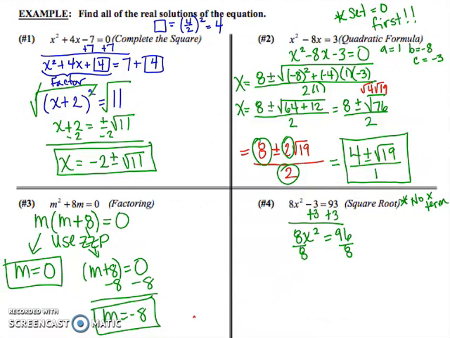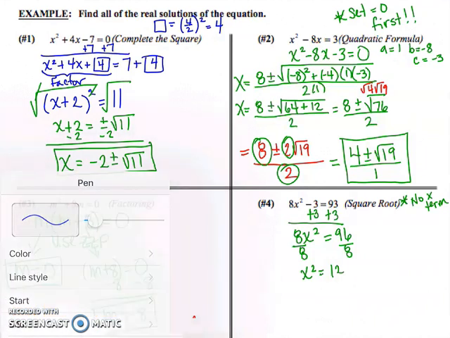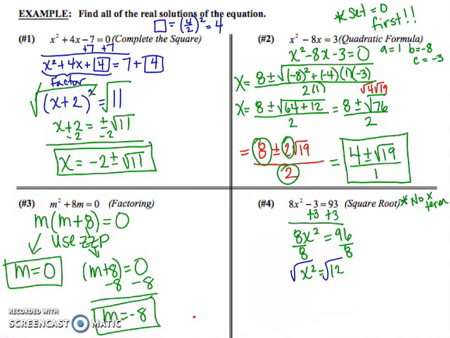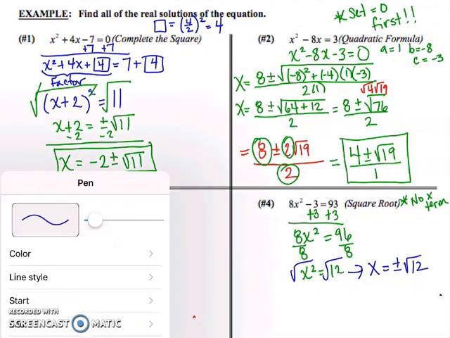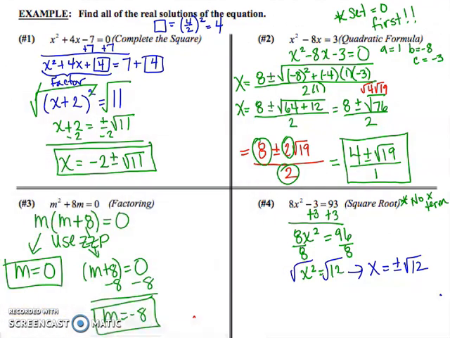96 divides evenly by 8. So that gives me x squared equals 12. Now I'm ready to square root both sides. So I square root the left and I square root the right. Remember, square rooting produces two answers, so this gives us x equals plus or minus the square root of 12. 12 is not a perfect square, but I can break it apart. So I can simplify this into square root of 4 and square root of 3, and the square root of 4 is 2. So my final answer is going to be x equals plus or minus 2 square roots of 3.